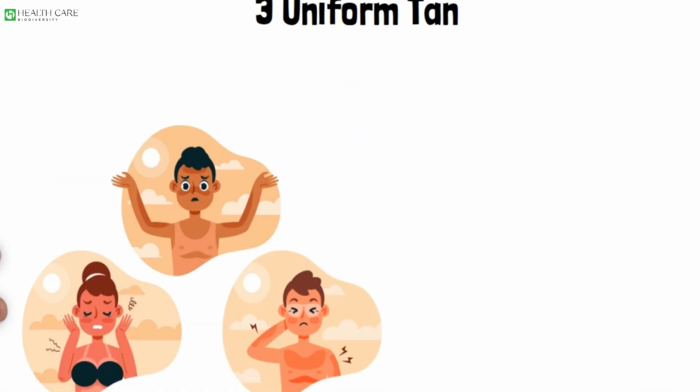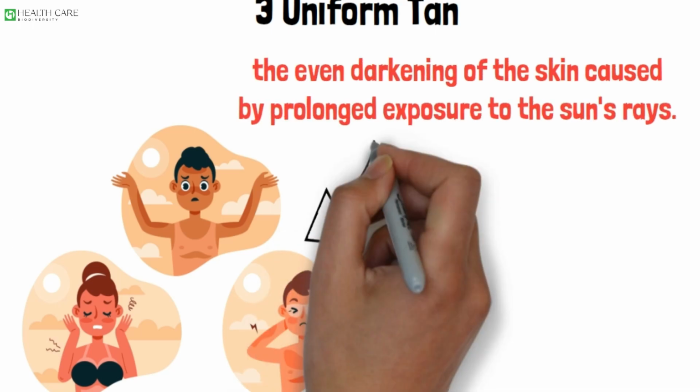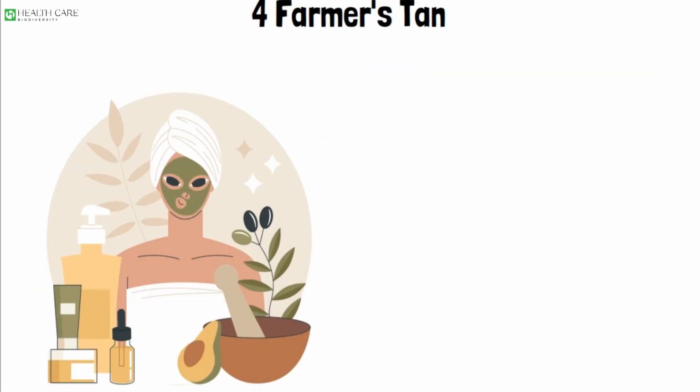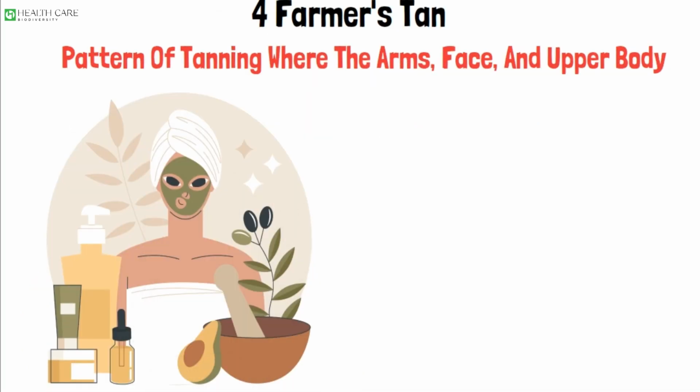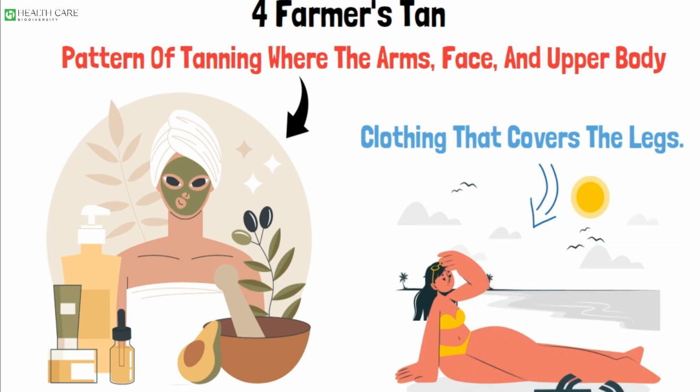Uniform tan. A uniform tan is the even darkening of the skin caused by prolonged exposure to the sun's rays. Farmer's tan. A farmer's tan is a pattern of tanning where the arms, face, and upper body are darker than the lower body because of clothing that covers the legs.